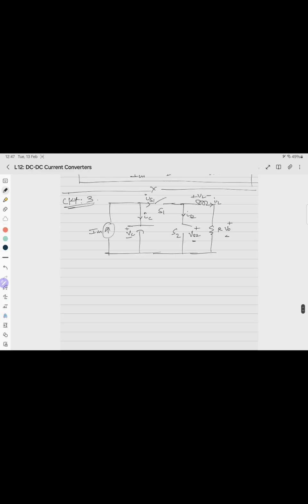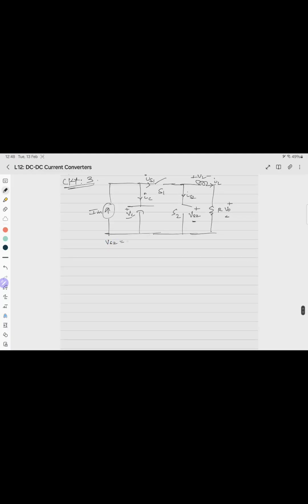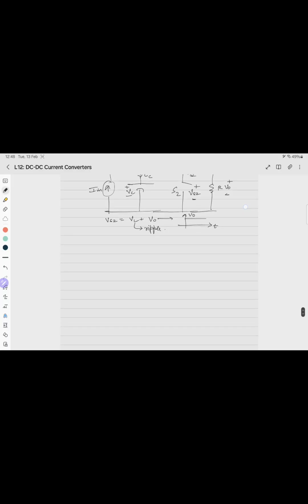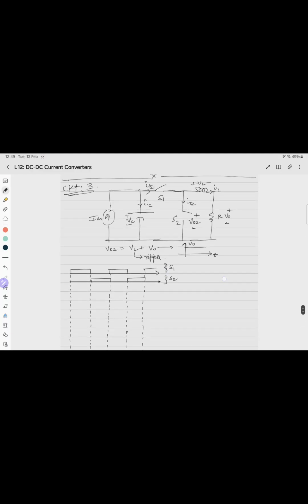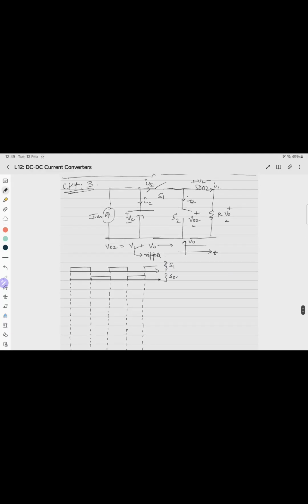And we'll start drawing the waveforms. So again Vs2 is VL plus V0. So V0 is constant. So we'll have the ripple term. So we'll draw the steady state waveforms. So these are the waveforms of S1 and S2. Now we'll draw the waveform for IC. IC is I in minus IS1.